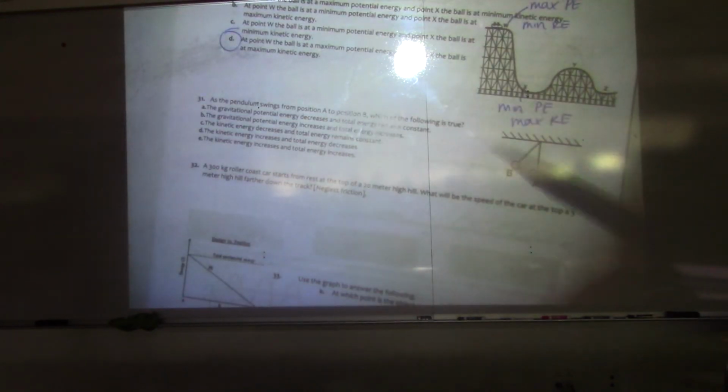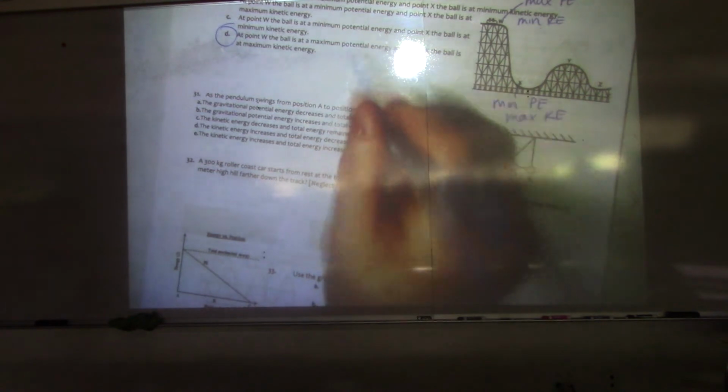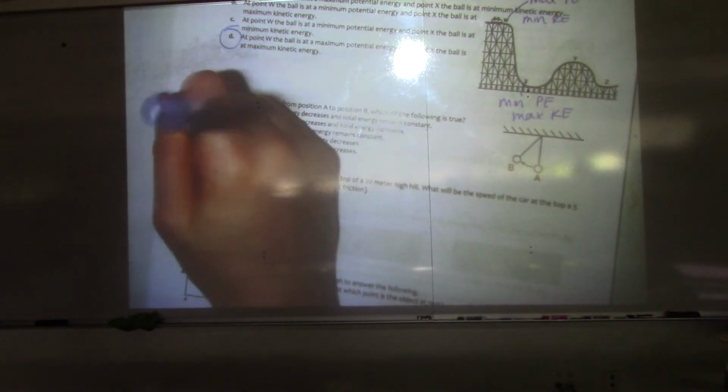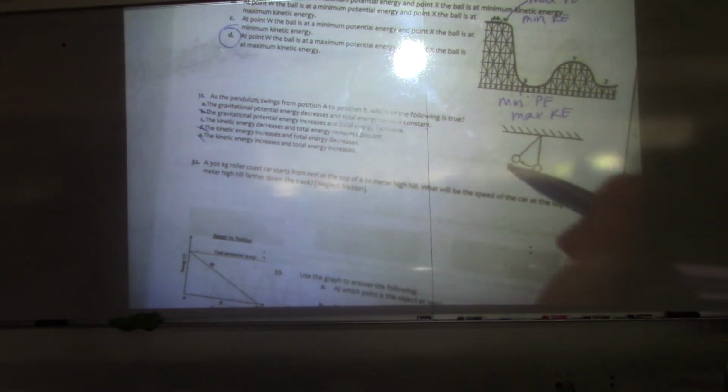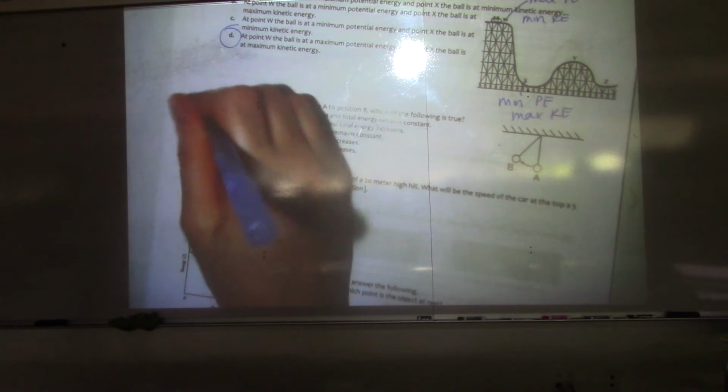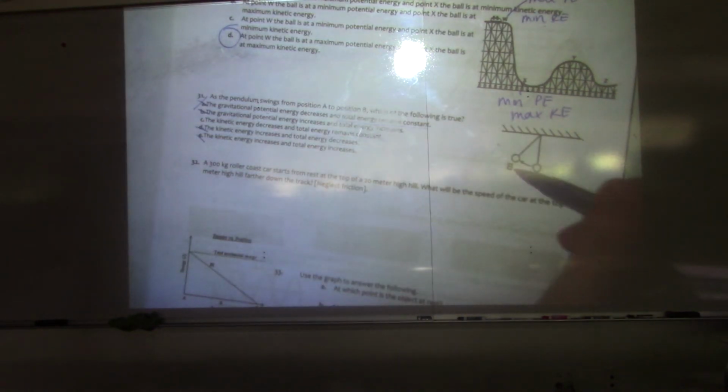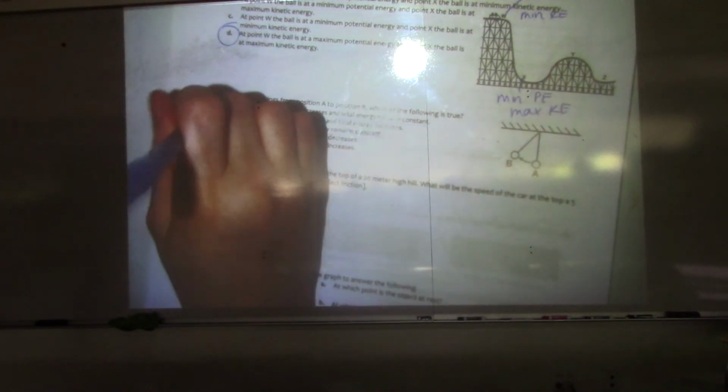As the pendulum swings from A to B, which of the following is true? Well, we know total energy remains constant, so I'm really between just A and C. And my gravitational potential energy is actually increasing because your height is increasing on the way up. Kinetic is decreasing. Yes, it should be getting slower on the way up because it's going to potential.